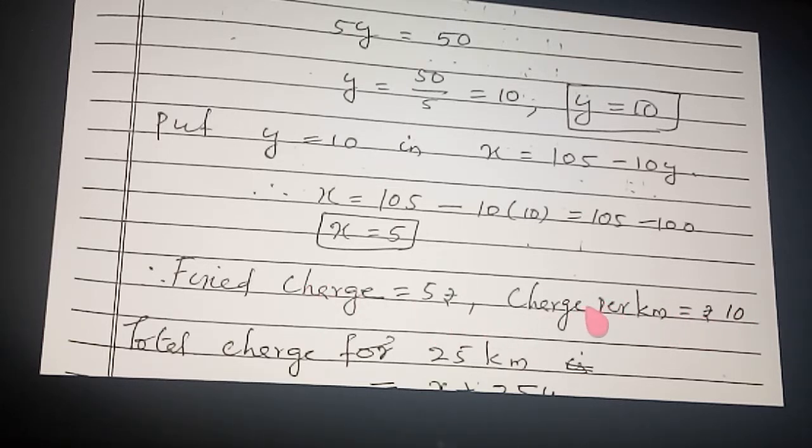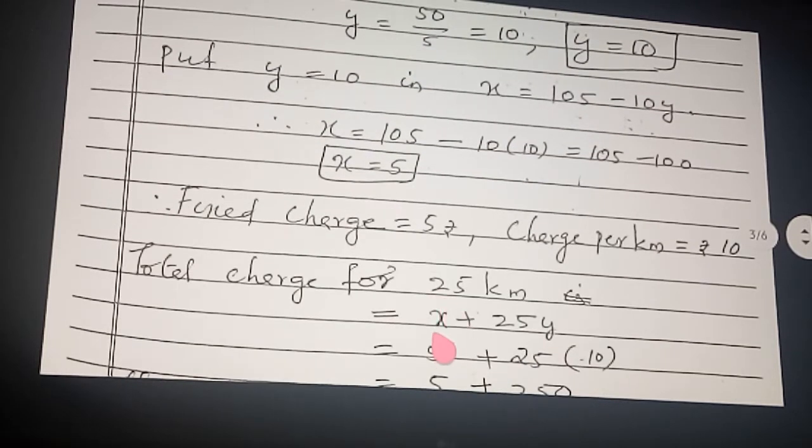What's the next question? How much amount he has to pay if 25 kilometers traveling? So 25 kilometers traveling, then also the method is the same. What is the total amount? One fixed charge plus cost charge for 25 kilometers. Fixed charge is x plus the cost of 1 kilometer, meaning charge per 1 kilometer, means y. So what is the charge per 25 kilometers? 25y. This is the total amount he has to pay if 25 kilometers traveling.